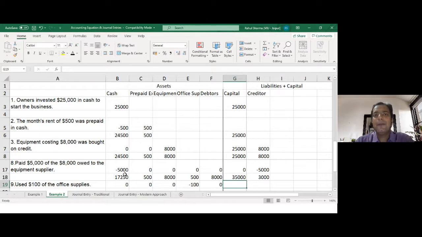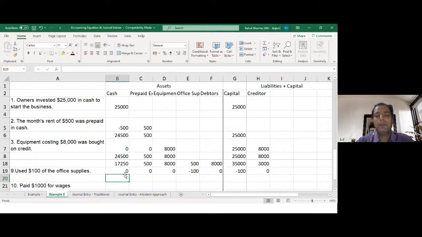As I have used it and it has been consumed, I am supposed to reduce 100 from my capital as well. Any expenses and losses, reduce from the capital. Similarly, any incomes and gains, we add to the capital. No impact on creditors. So we are left with this over here: 400 for office supplies, 8,000, 34,900, and 3,000.